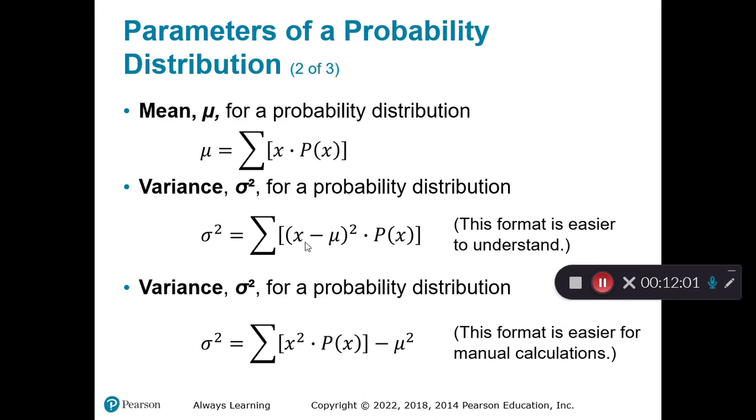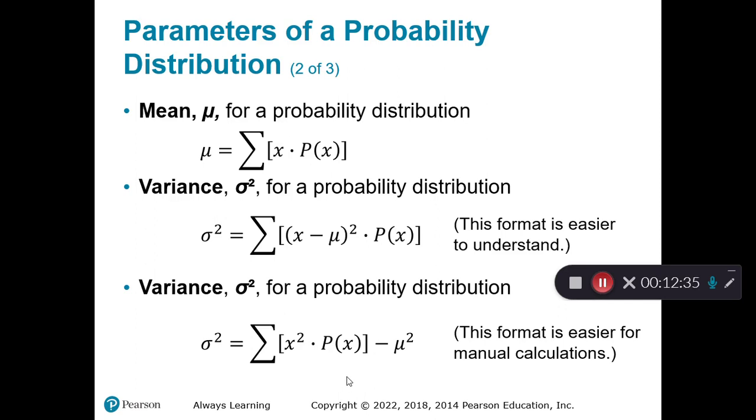It's asking us to first find the mean of the probability distribution using the first formula. Then you're going to subtract the mean from each of those X values. Once you find those differences, you're going to square each of those differences. Once you square the differences, they will be multiplied by the corresponding probabilities. And once you have all those products, you're going to add them up. That will be your variance.